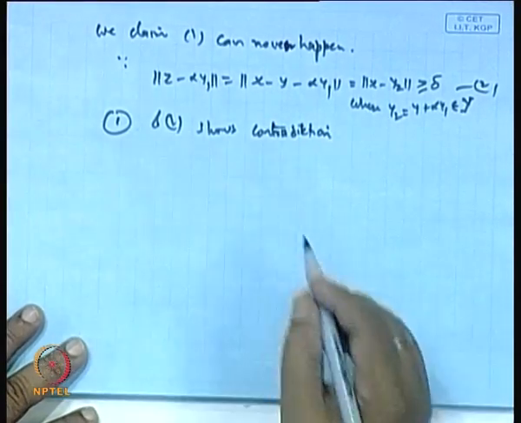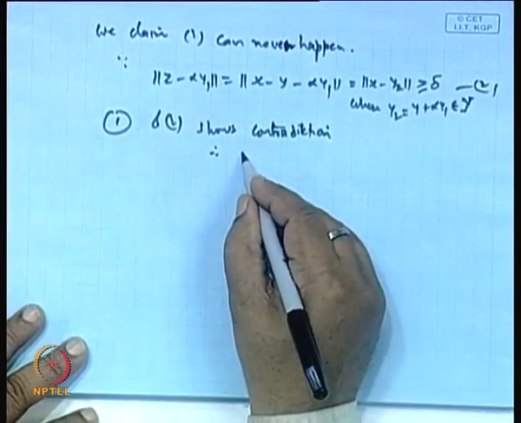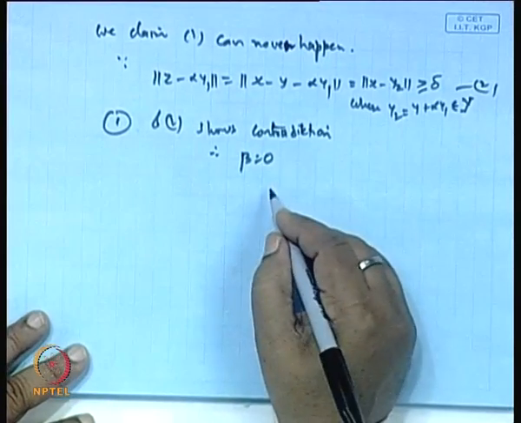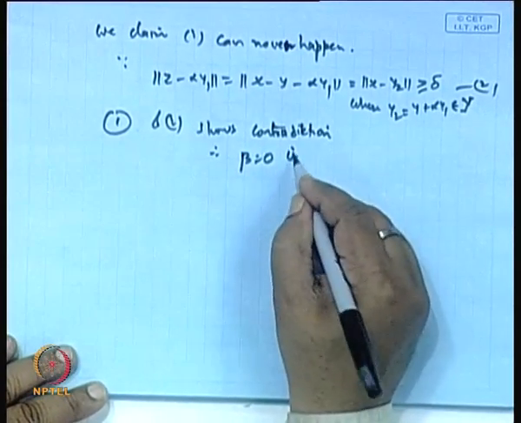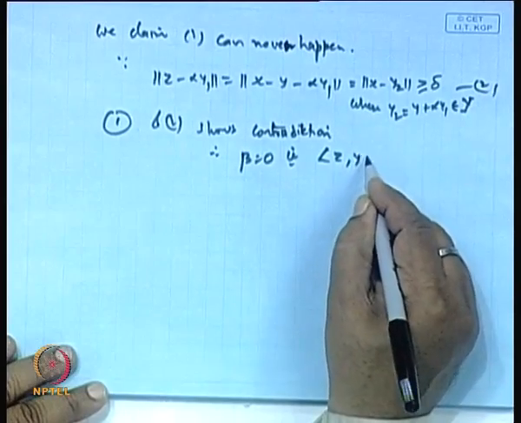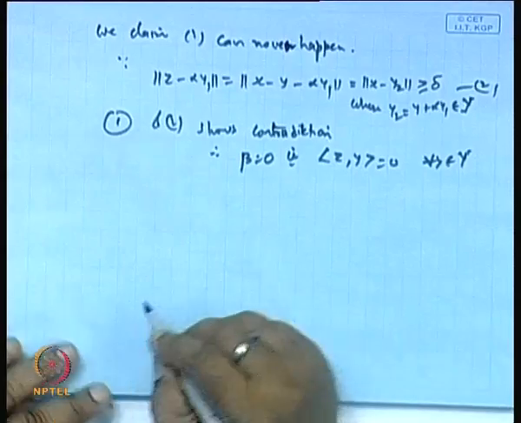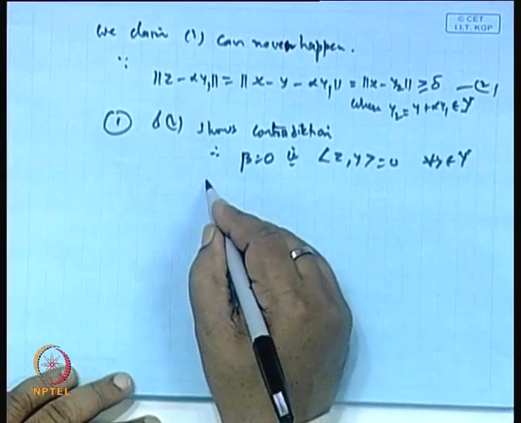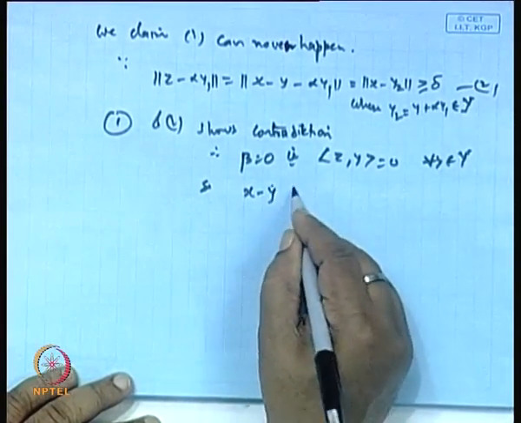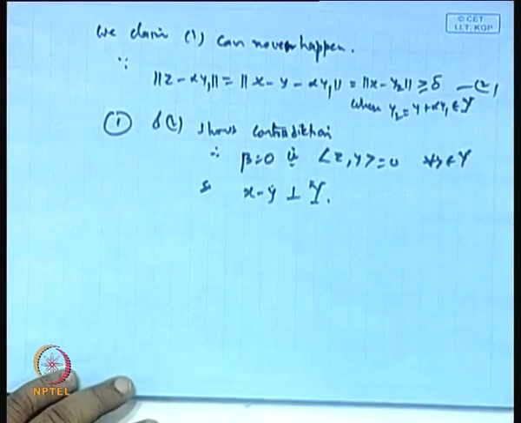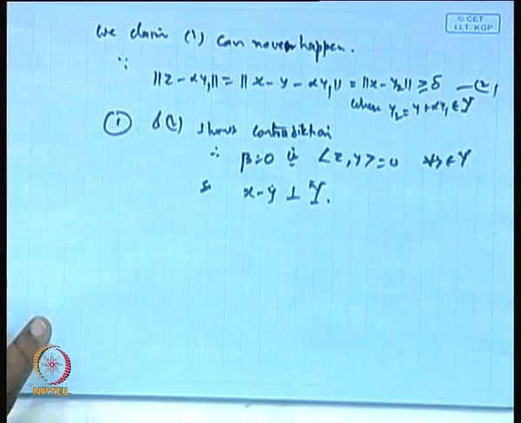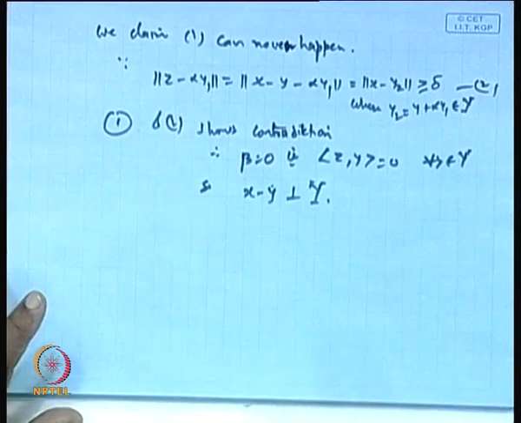Therefore, our assumption is wrong. Therefore, beta must be 0, that is, the inner product of z, y is 0 for every y belonging to capital Y. So, x minus y is perpendicular to capital Y. That solves it. Is it correct? So, this gives the result.